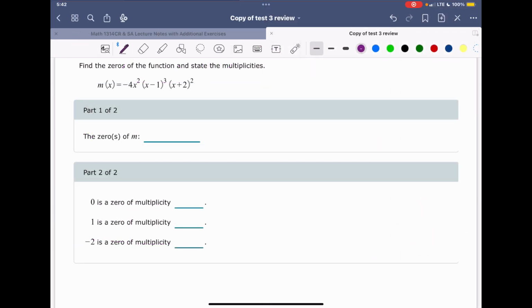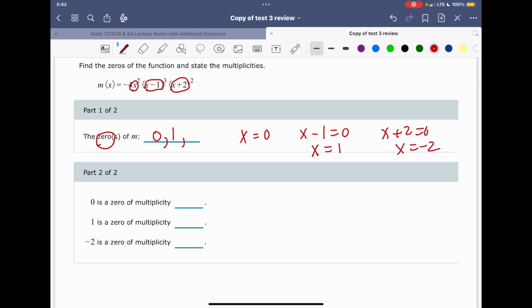To work it out, all you need is going to be the base. This is the base, this is the base, and this is the base. So first we're going to find our zeros. So it's zeros of m. So m is the function, right? So it's going to say x equals 0, x minus 1 equals 0. So it becomes x equals 1. And then x plus 2 equals 0. So that becomes x equals negative 2. We're just going to list them: 0, comma 1, comma negative 2.